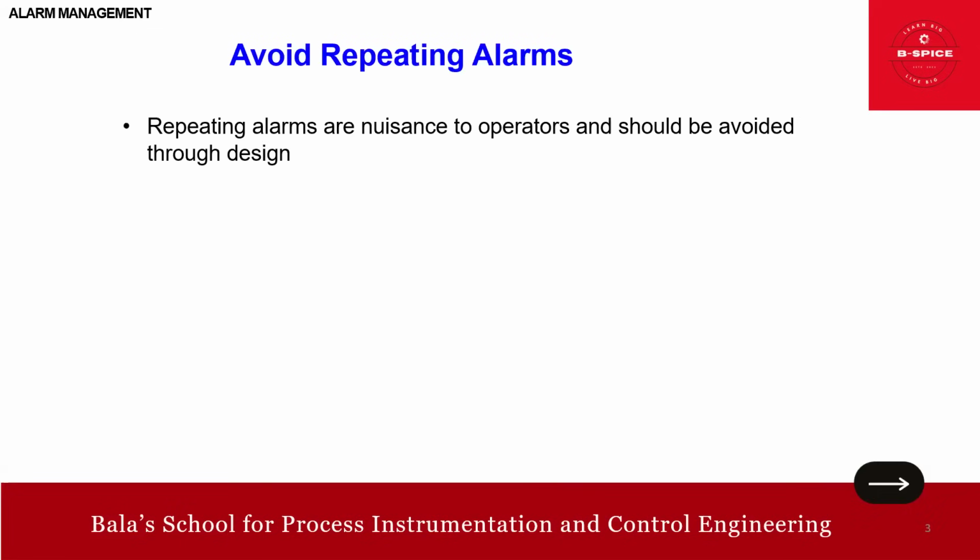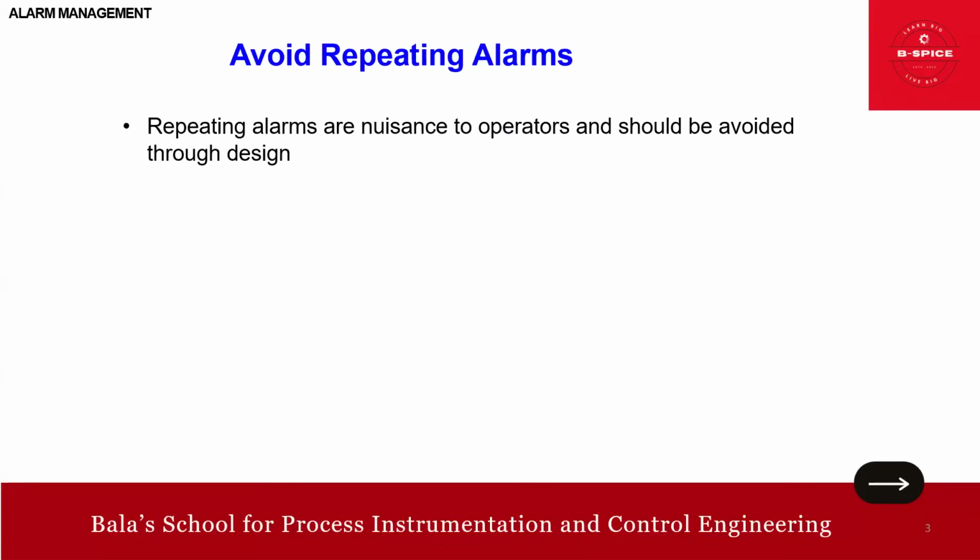As you know, friends, repeating alarms occur when an alarm is activated and clears repeatedly over a period of time. So they are the most common form of nuisance alarm because the operator has to silence the alarm and accept the alarm each time it occurs, isn't it? So they may cause the alarm list display to fill up with the same alarm message and obscure other messages, right? So the bottom line, the repeating alarms are a nuisance to operators and should be avoided through design. Okay, so that's the point.